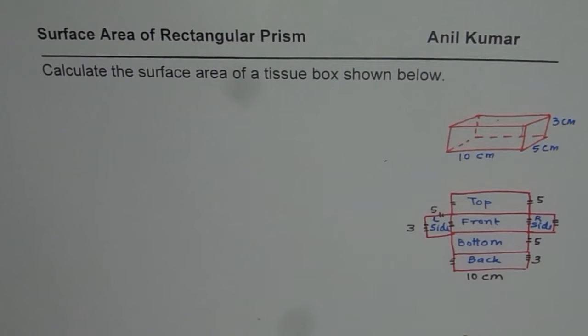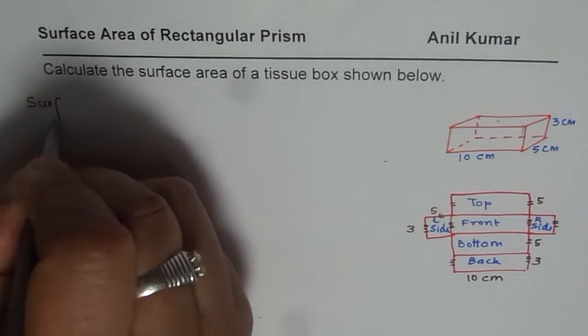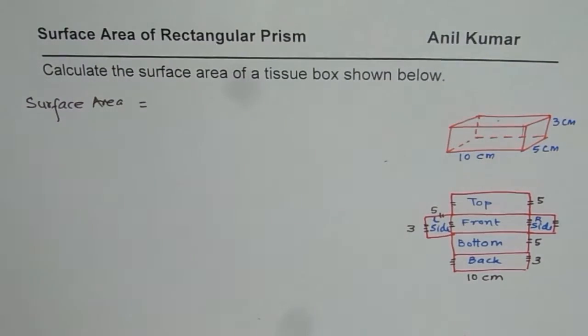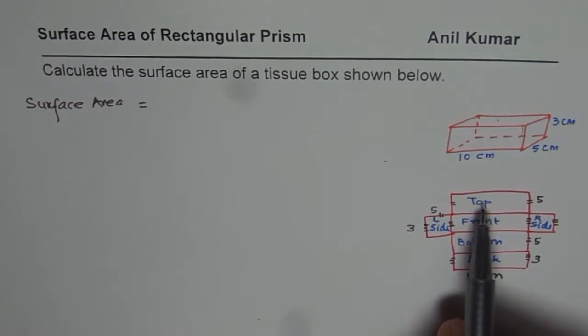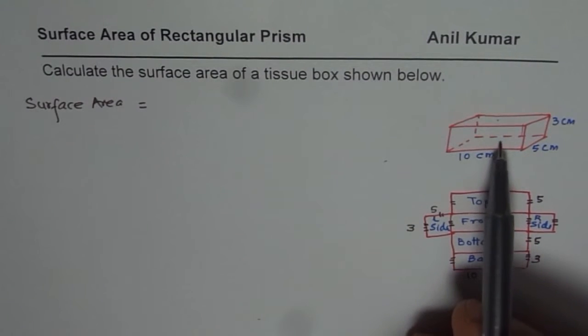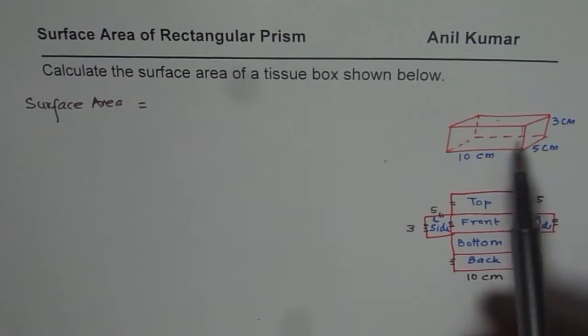So now you can actually combine the total surface area of each opened net and then get the answer. So what we get from here is that the surface area is equal to area of top plus area of front, area of bottom, and area of back. As you can see, area of top and bottom is same. Area of front and back is same, correct? So you can multiply them by 2, correct?